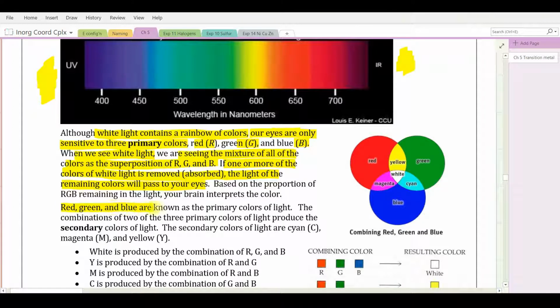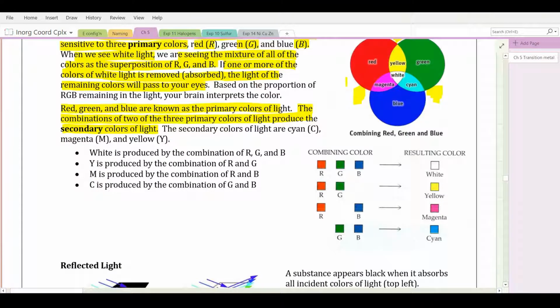Red, green, and blue are known as primary colors of light. And the combination of two or three primary colors of light produce the secondary colors of light. Take a look at the color wheel on the right here as I describe this. The secondary colors are yellow, formed by a mixture of red and green; magenta, formed by the mixture of red and blue; and cyan, formed by the mixture of blue and green. And when all three are combined, we get white light.